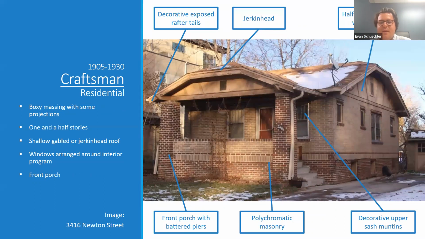We also have here the polychromatic masonry. I think this is that distinct flavor of the craftsman in Denver, that they're almost exclusively brick, at least at the first story. And then to add some interest to them, they would use maybe two, sometimes three colors of brick to add some detailing to it and actually show off the craftsmanship of the masons who are laying those bricks.